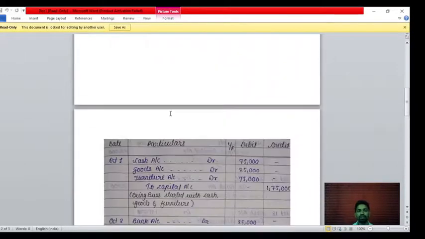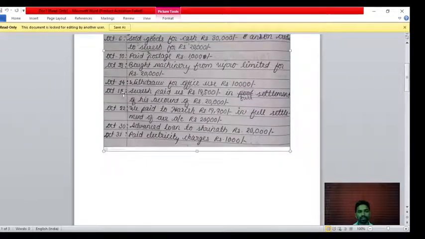Okay, so the next is on 18th October, Suresh paid us rupees 19,500 in full settlement of his account of rupees 20,000. Now this is a very important transaction, so listen carefully to what it means. Suresh paid us means Suresh paid to the business rupees 19,500 in full settlement of his account of rupees 20,000.